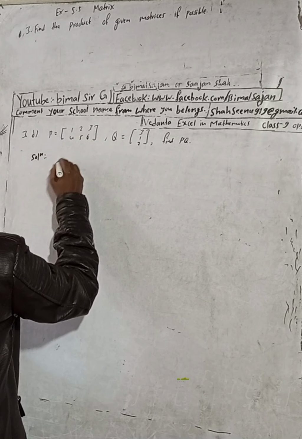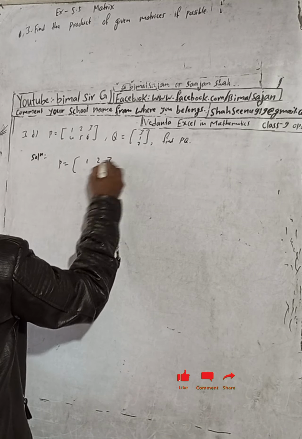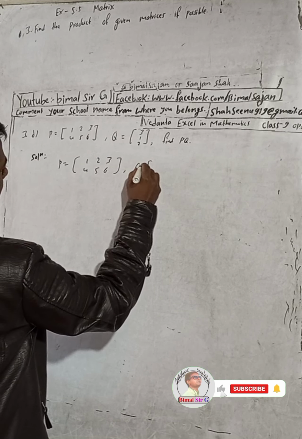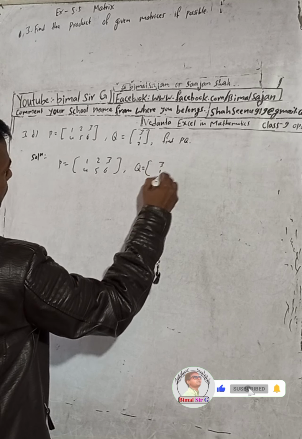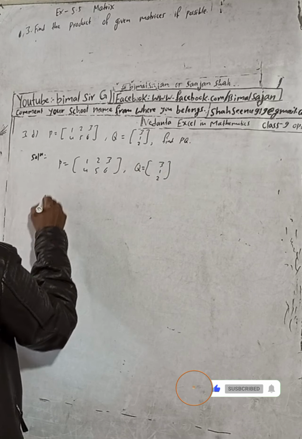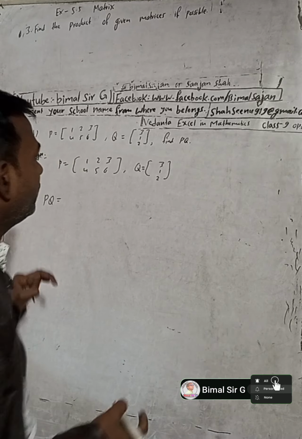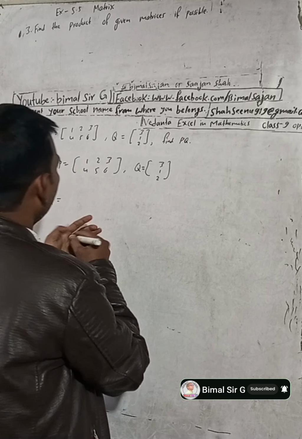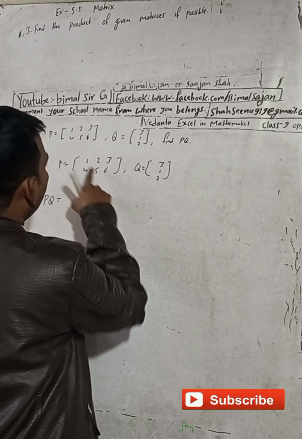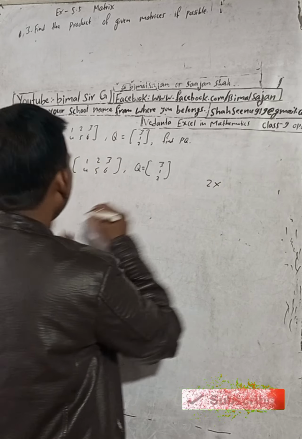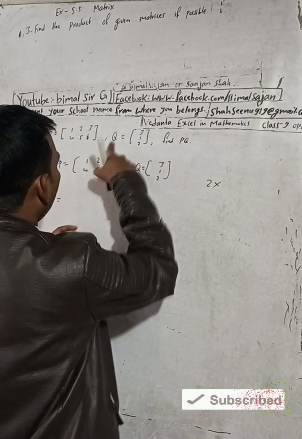Now question number 3d. The matrix P is given as 1 2 3 4 5 6 and Q is given here as 3 1 2. We have to find PQ. To find PQ, first check whether the product is possible or not. For this, we see that P has two rows, and the number of columns is 1, 2, 3, so 3 columns.